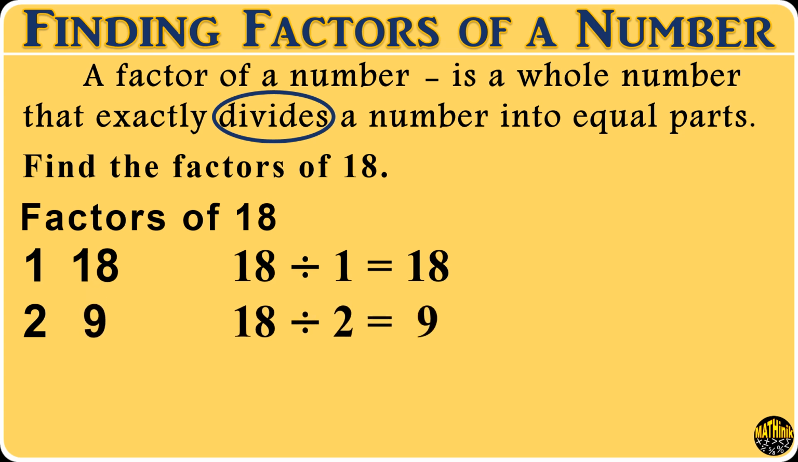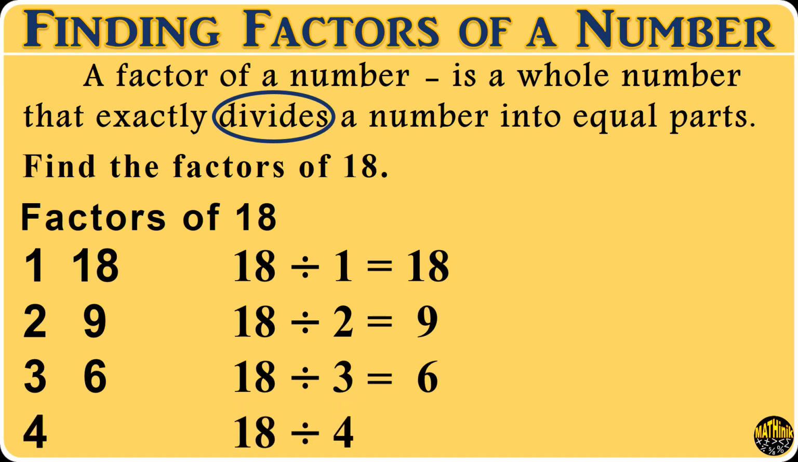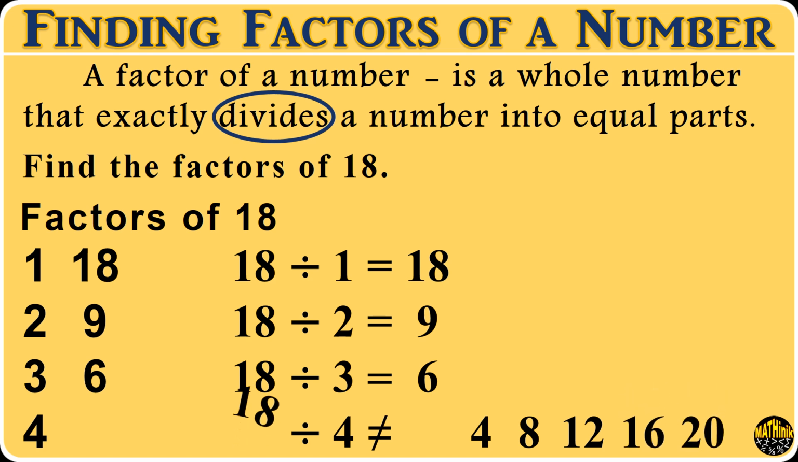Alright? Let's try 3. How many 3's are there in 18? Correct. There are 6 3's in 18. Next is 4. Can we divide 18 by 4 with no remainder? Nope. Why? Because 18 is not a multiple of 4. 4, 8, 12, 16, 20. We have 16 and 20, but not 18.